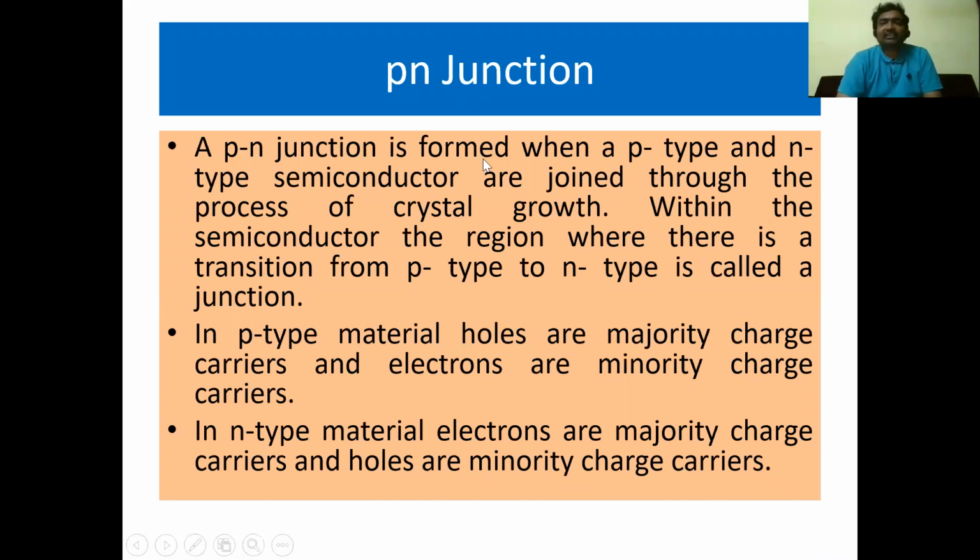A PN junction is formed when a p-type and n-type semiconductor are joined through the process of crystal growth. Within the semiconductor, the region where there is a transition from p-type to n-type is called a junction or PN junction. In p-type material, holes are majority charge carriers and electrons are minority charge carriers. Similarly, in n-type material, electrons are majority charge carriers and holes are the minority charge carriers.